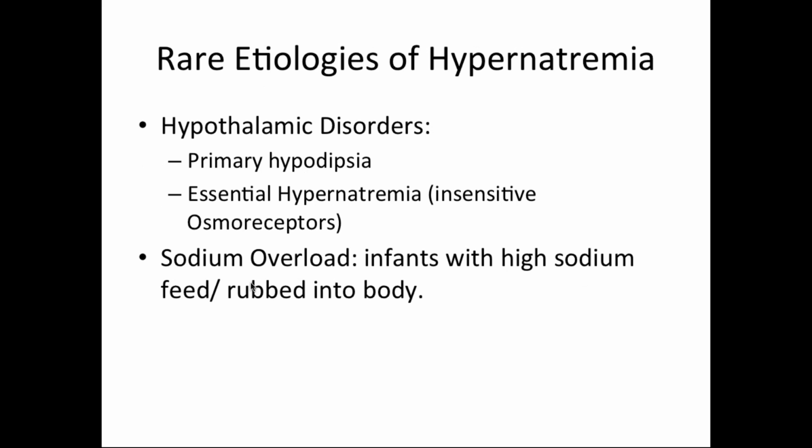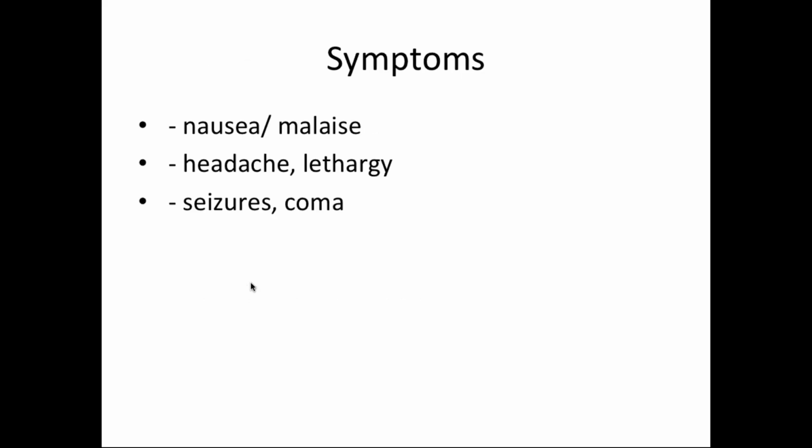Other rare etiologies of hypernatremia include hypothalamic disorders like primary hypodipsia or essential hypernatremia, where the osmoreceptors are insensitive. Very rare etiologies are actually sodium overload, and these are usually infants who have been given a very high sodium load, or there are some traditions in which salt is rubbed into a newborn and they can absorb some of that and get sodium overloaded and hypernatremic.